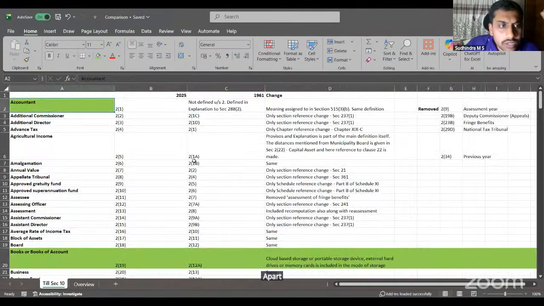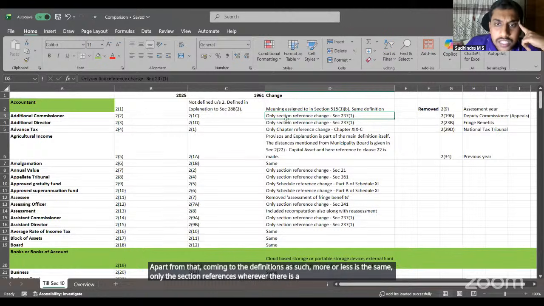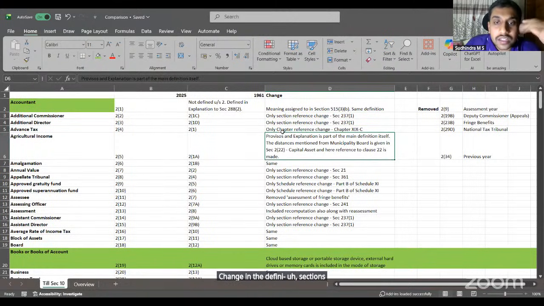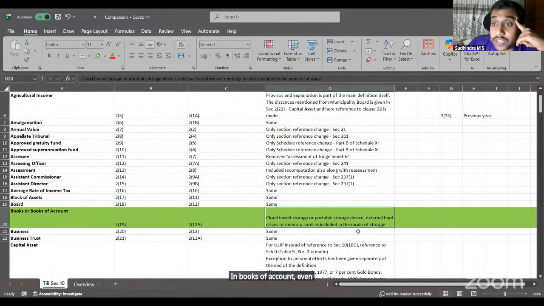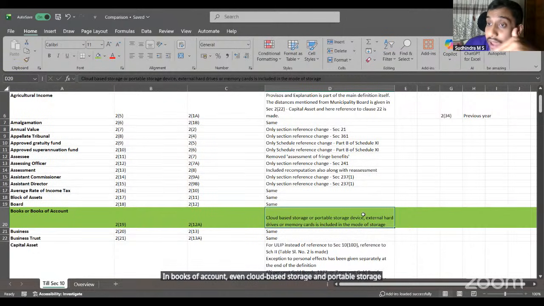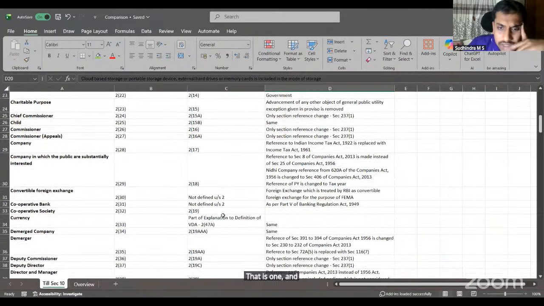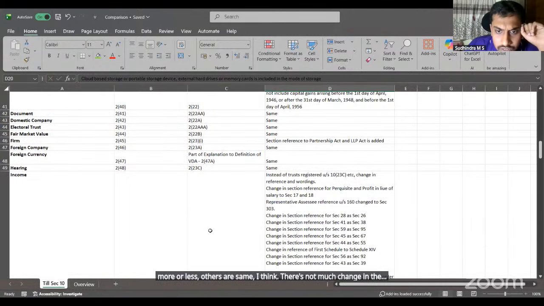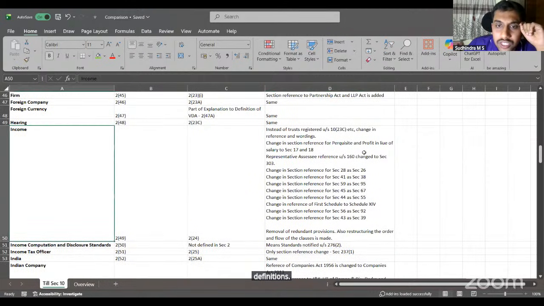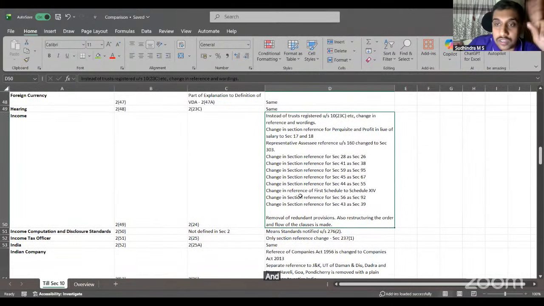Apart from that, coming to the definitions as such, more or less it is the same. Only the section references, wherever there is a change in the sections because of the new act, have been changed. In books of account, even cloud-based storage and portable storage devices are added with regard to the books of account definition. That is one, and more or less the others are the same. I think there's not much change in the definitions. Again, in the income definition, all the changes are with regard to section references and removal of redundant provisions in the income definition as well.